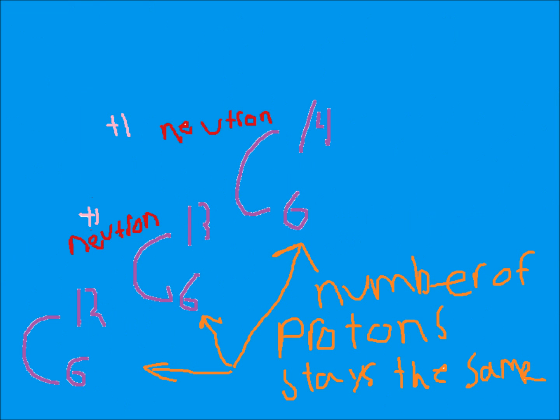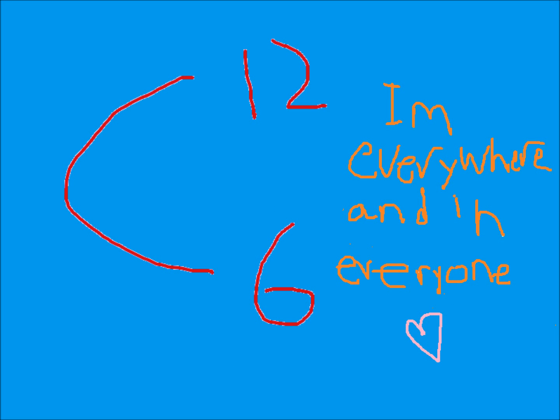For example, carbon. There are 3 isotopes of carbon: carbon-12, carbon-13, and carbon-14. Carbon-12 is the most common and stable. Its nucleus has 6 protons and 6 neutrons. Carbon-13 is less common and less stable. It has 7 neutrons and 6 protons in its nucleus. Carbon-14 has 8 neutrons and 8 protons.